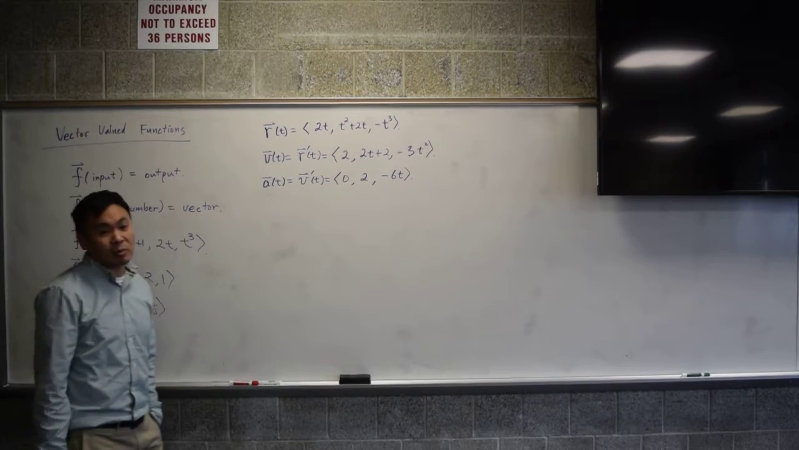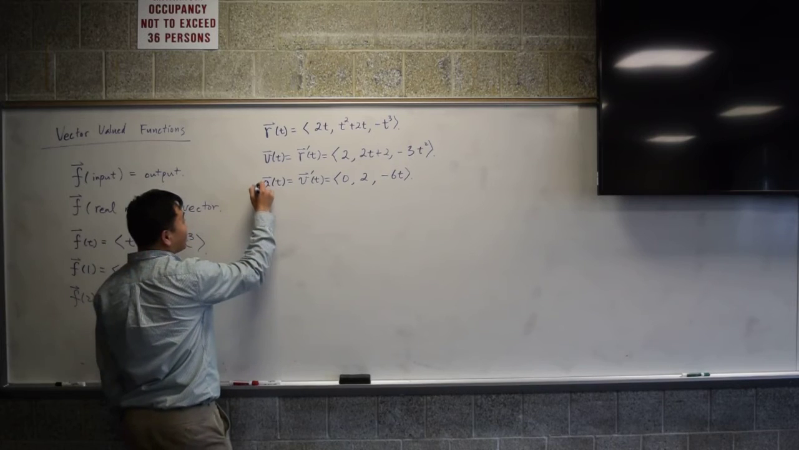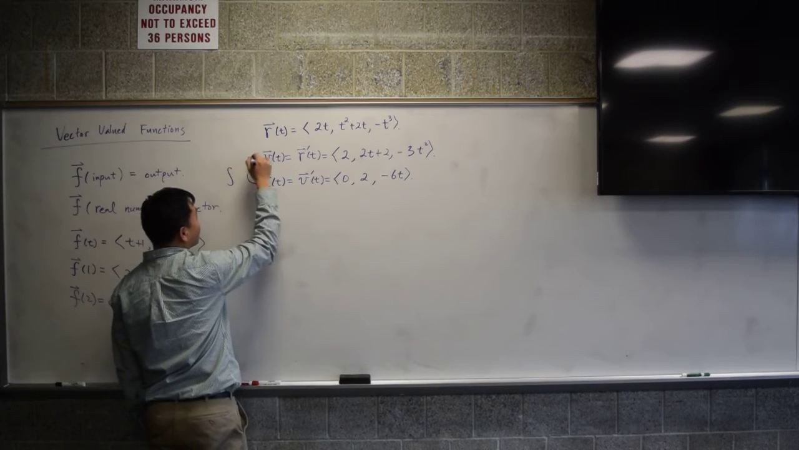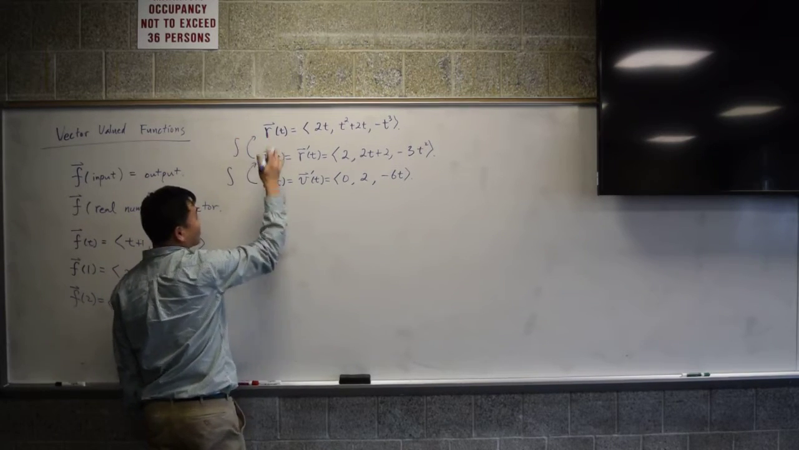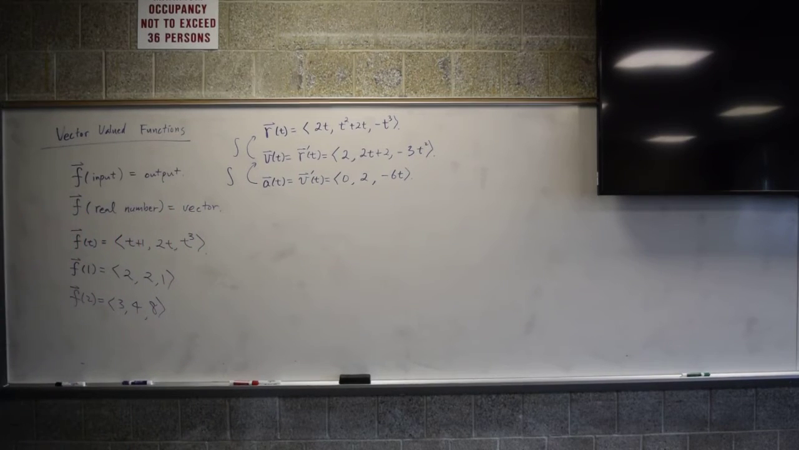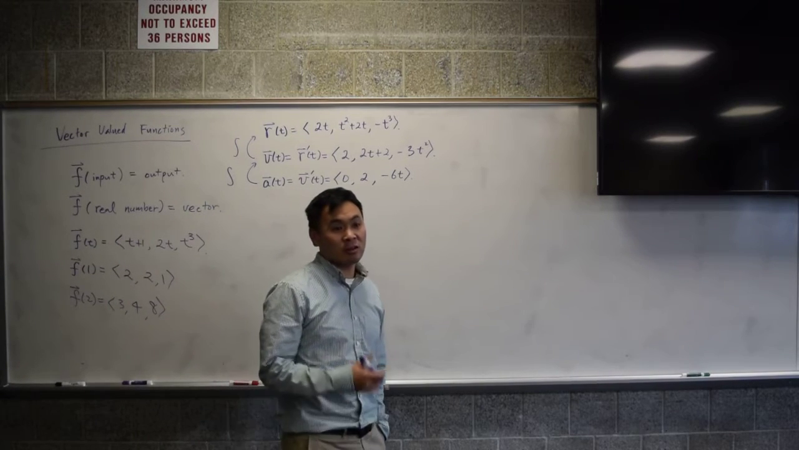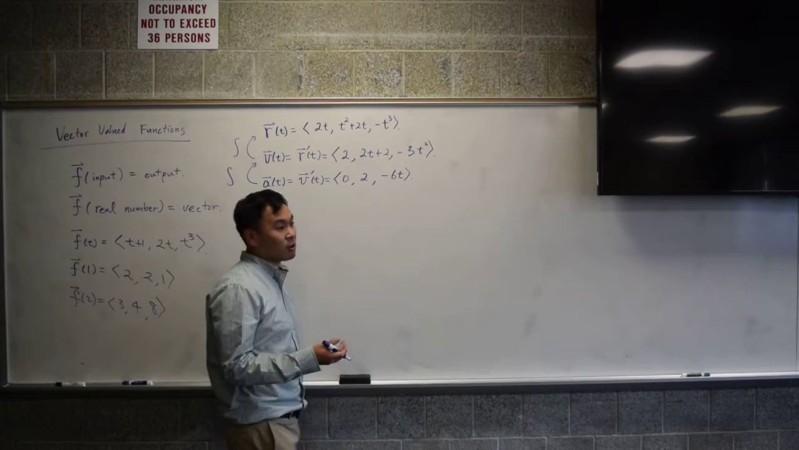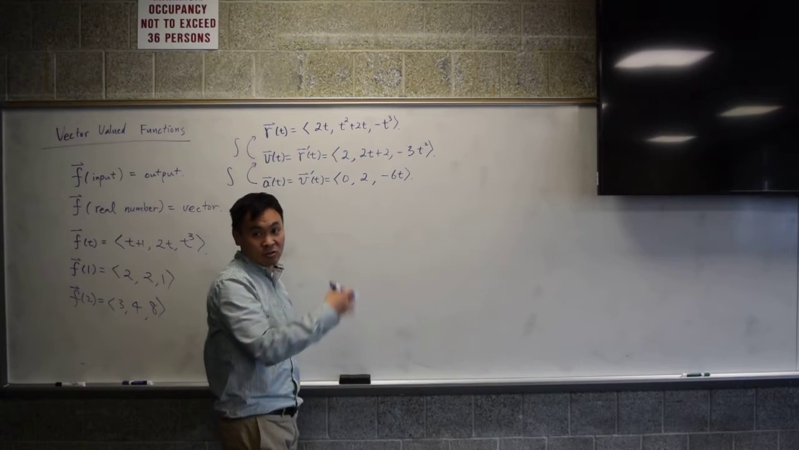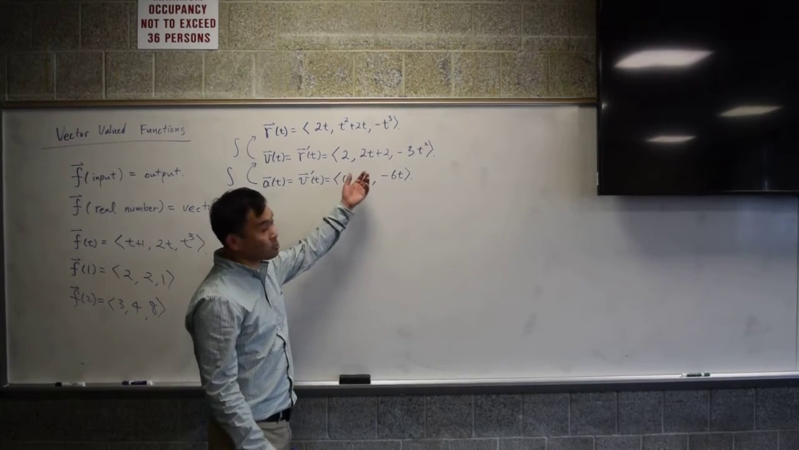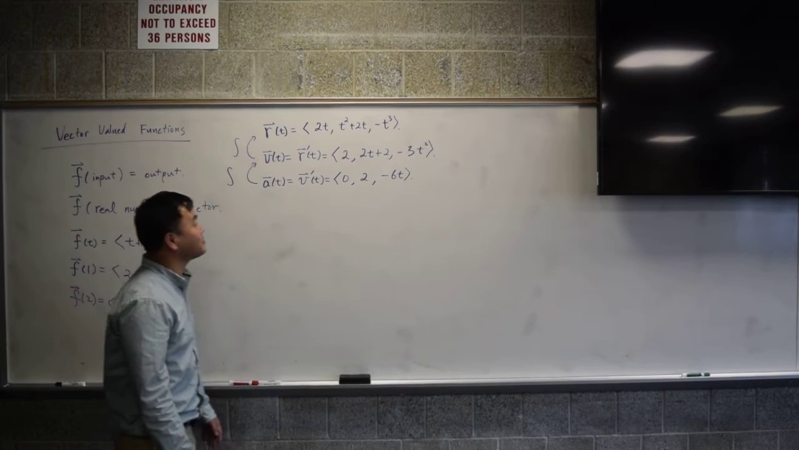You can do the opposite too. You can integrate a of t to get v of t. That's also possible. So when you have vector valued functions, you can differentiate and integrate just like you differentiate and integrate single valued functions. You just have to do three of them at the same time.